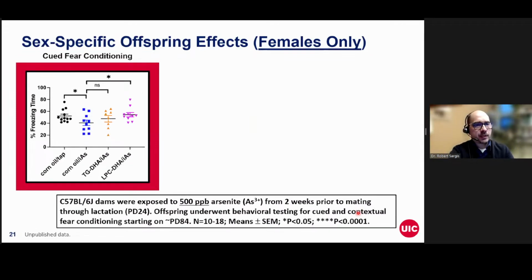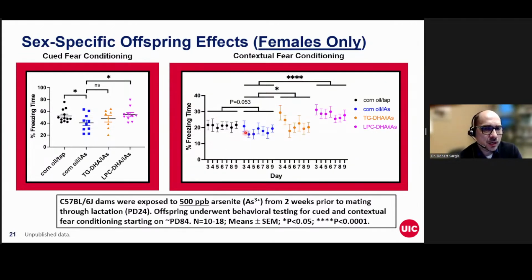In looking at the offspring in cued fear conditioning studies, we saw a reduction in percent freezing time with arsenic exposure that we believe reflects an impairment in learning, although we have more studies to do in this regard. That impairment in learning and memory was reversed by LPC-DHA, but not by TG-DHA. And then when we looked at contextual fear conditioning, we saw a similar reduction in what we're calling a learning and memory deficit with the arsenic exposure that was partially reversed by the TG-DHA, but fully reversed and even above the controls with the LPC-DHA, suggesting that this LPC-DHA may be a unique means of addressing toxicant-induced disruptions in neurocognitive function mediated by these alterations in essential fatty acids in the brain.